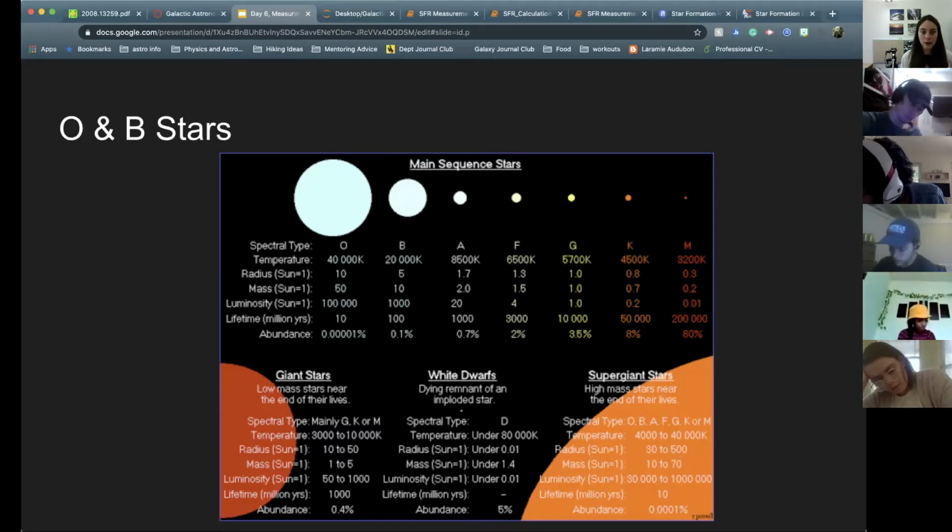Again, if there are those O and B stars, they must have formed 10 to 100 million years ago, and that's recent enough that we can say that there is recent star formation. We're working on astronomical timescales, so what is recent becomes, you know, 100 million years. Sure, that's close enough to now.